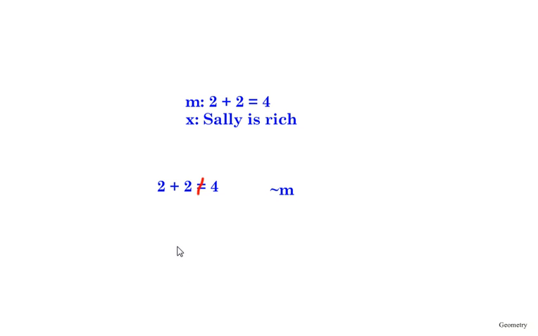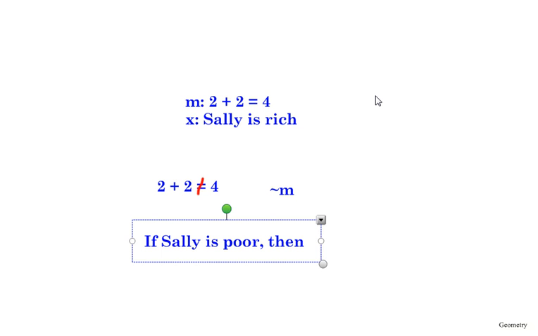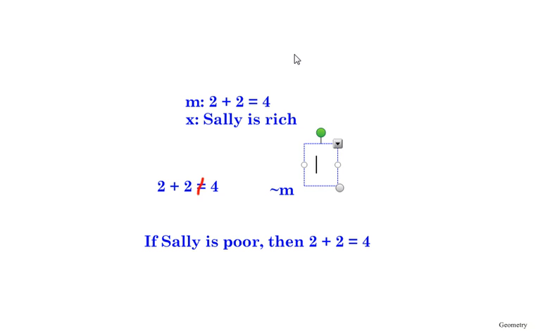Or if I said, how do I represent this conditional symbolically with these given letters? So if Sally is poor, then 2 plus 2 is 4. So remember, this is a conditional, so I know I definitely want to have that arrow. So I can say Sally is poor. That's the opposite of what we designated to be X. So it's the opposite of my X, and then it is my original 2 plus 2 is 4. It is my original M.